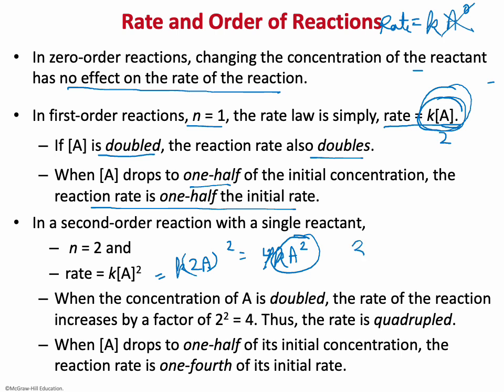If I triple the concentration of A, my reaction rate would become 3 squared times. Why? Because n is equal to 2. So whatever change you make to A, if the order is 2, then the factor would also be squared. If A is tripled in a third order reaction, the factor would be to the power of 3. If A drops to 1/2 of the initial concentration, the rate will become 1/4, because it's a power of 2. So whatever change you're making, the rate will change by that factor to the power of the order.